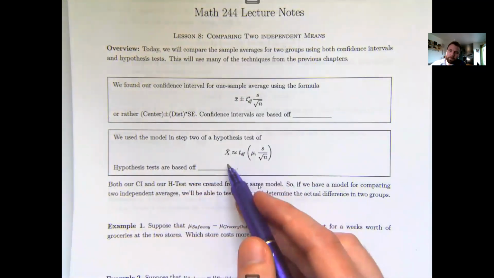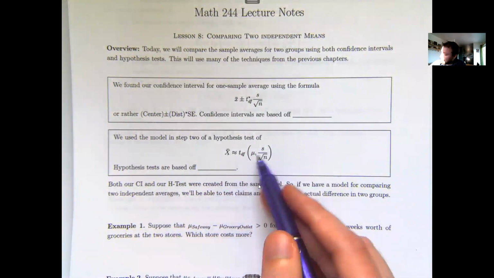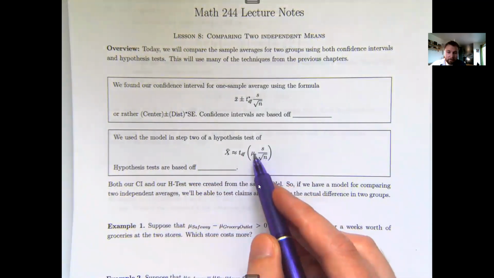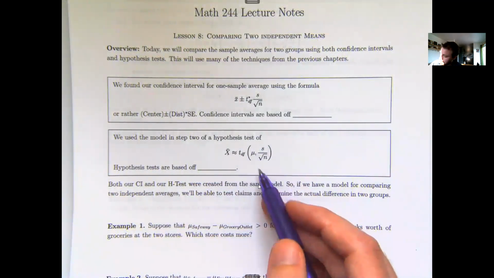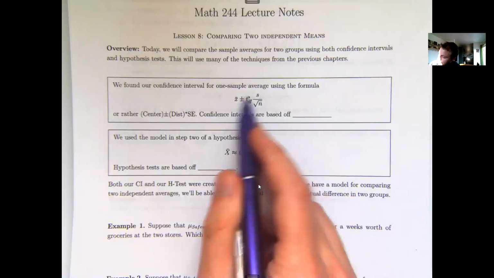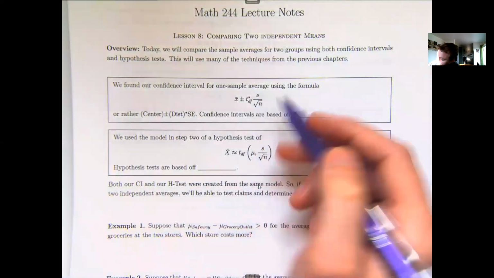That says that x bar follows a t-distribution with a degree of freedom of n-1, a center or an average of mu, and a standard deviation of s over the square root of n. Taking this formula and writing it as an interval, I get x bar plus or minus t star, s over the square root of n.